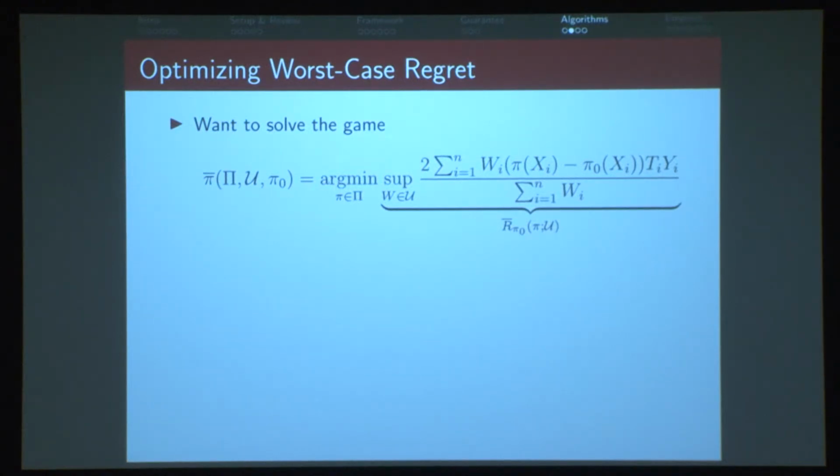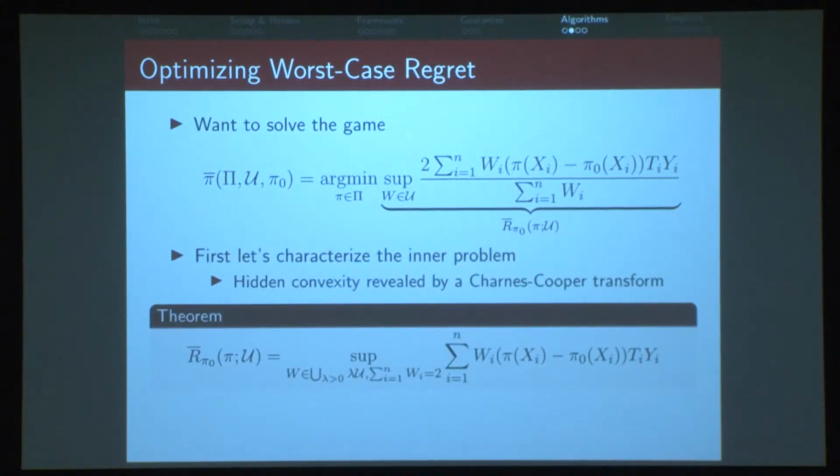On the face of it, it doesn't look convex. There's a division by sum of w's, but I think people here have all taken optimization methods or intro to linear programming and might recognize this as a fractional linear program, except that u might not be linear, okay? But we can still apply what's known as the Charnes-Cooper transformation, which would give us the following reformulation of R bar as a convex program over this cone of u of a linear objective in W.